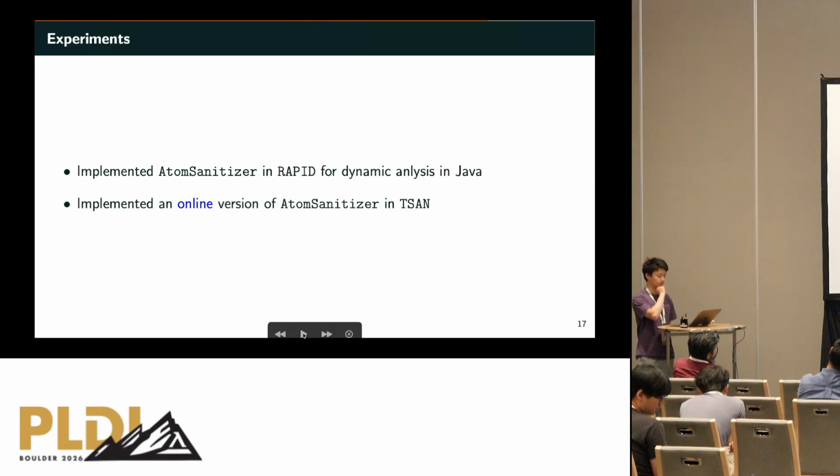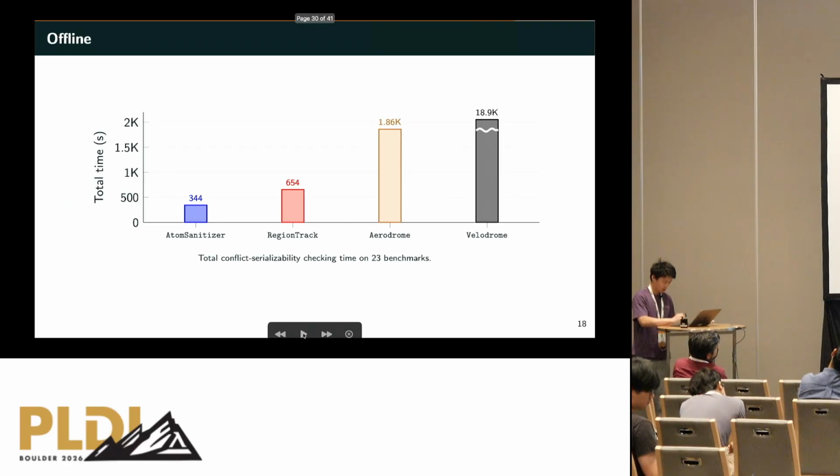For the experiment, we implemented our algorithm in two frameworks. The first one is the offline framework for dynamic analysis of Java programs. And we also implemented an online version in ThreadSanitizer. For the offline experiment, we compared our algorithm with all the other existing tools, and the result shows that our algorithm is actually way faster than the existing tools.